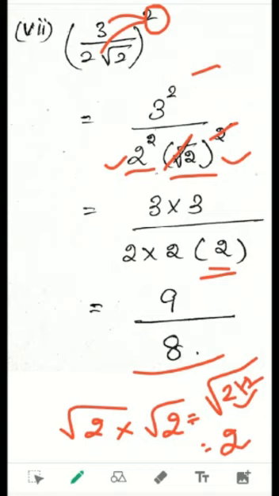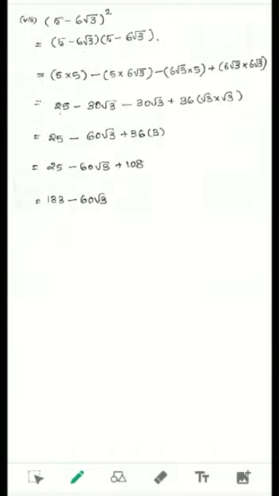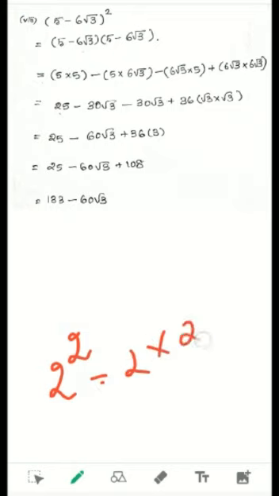Okay, and the next problem, actually, we have (5 minus 6√3) the whole square. That is the question. We want to find the value of (5 minus 6√3) the whole square. Squaring in the sense, we all know that we have to write the number twice. For example, 2 square, how are we expanding? 2 into 2. Likewise, (5 minus 6√3) the whole square can be written as (5 minus 6√3) into (5 minus 6√3). After you have expanded twice, we want to multiply.